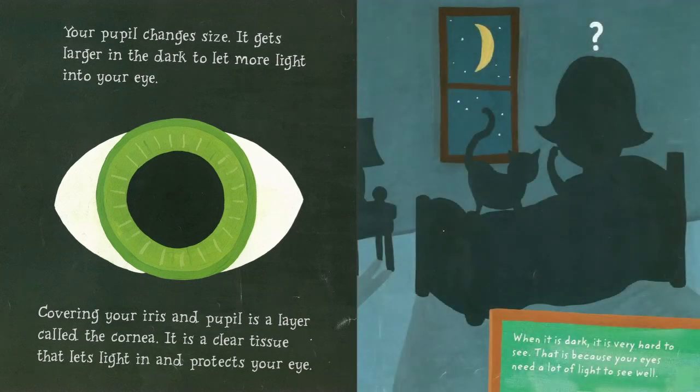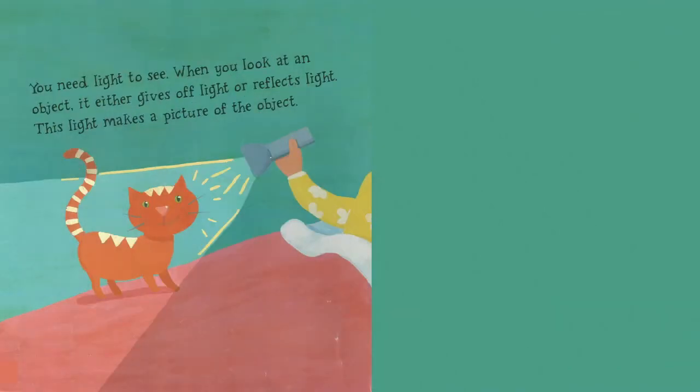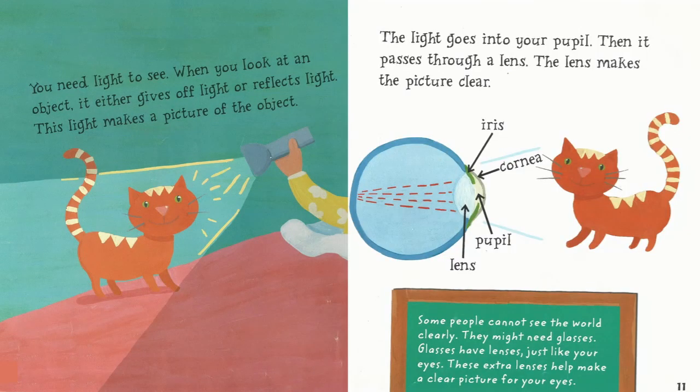When it is dark, it is very hard to see. That is because your eyes need a lot of light to see well. You need light to see. When you look at an object, it either gives off light or reflects light. This light makes a picture of the object. The light goes into your pupil. Then it passes through a lens. The lens makes the picture clear.